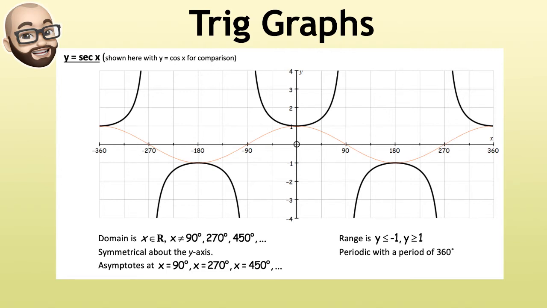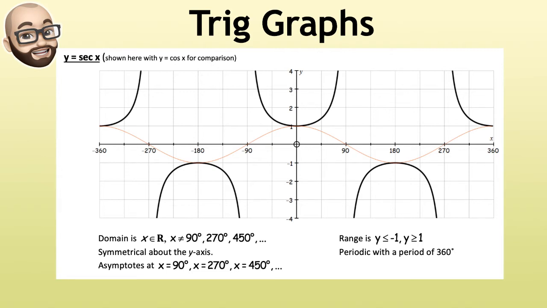Now the range is similar. It says on here that y must be less than or equal to -1 and y must be bigger than or equal to 1, as opposed to the cos graph, which is between those two numbers. We could still say it has a period of 360 degrees. It still repeats itself every 360 or 2 pi, depending on what type of unit we're using here. So that graph hopefully isn't too tricky.